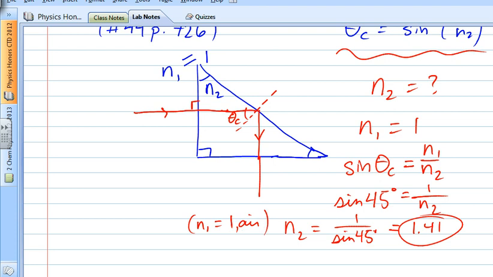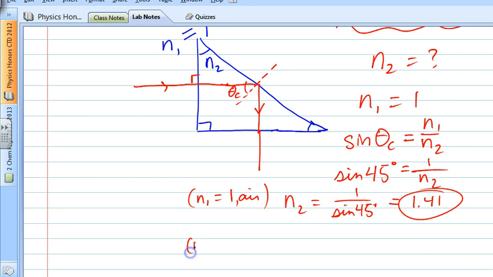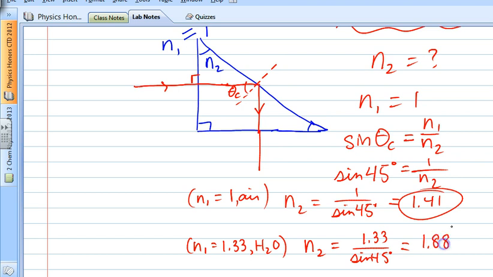Now if N1 is equal to 4/3, which corresponds to water in the next part of the problem, it's the exact same calculation. We just have 1.33 over the sine of 45 degrees, and that turns into 1.88. So what this tells us is that the denser the surrounding medium, the denser the inner medium, or the refracting medium, the prism in this case, needs to be. And that's because we want to maintain this 45, 45, 90 geometry.